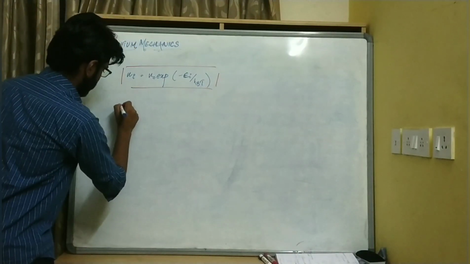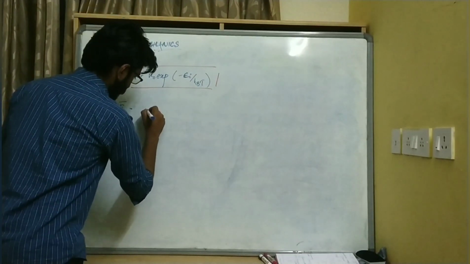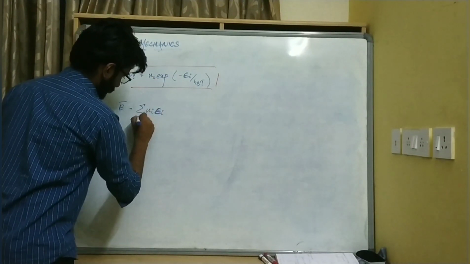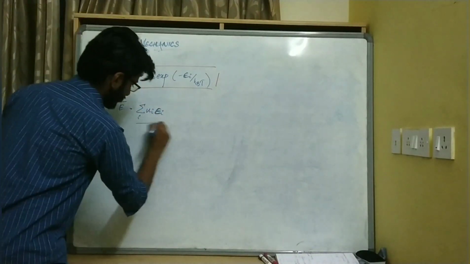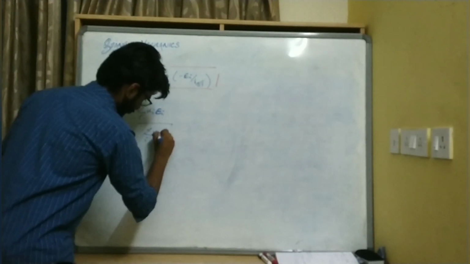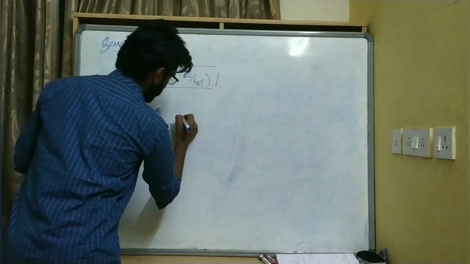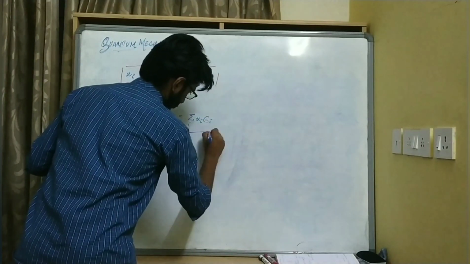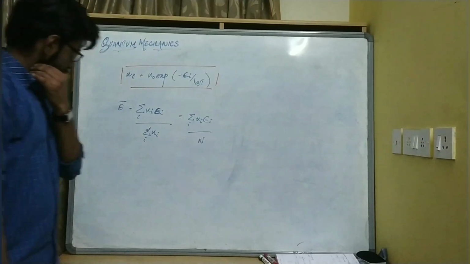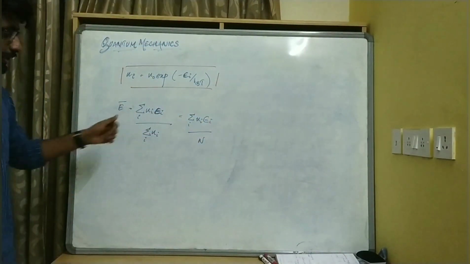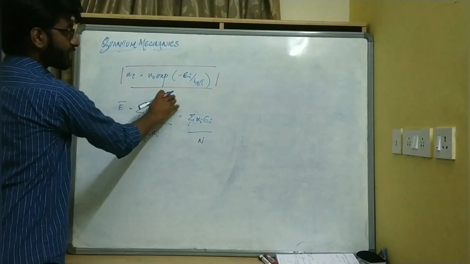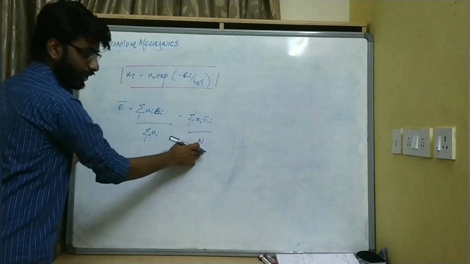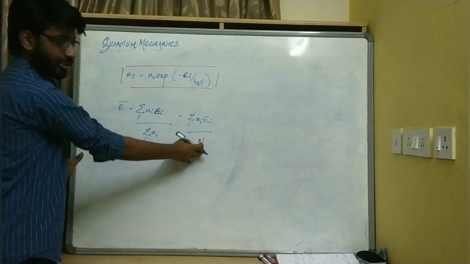The average energy is given by the total energy, which is given by this expression summing over the energies of all the oscillators, divided by the total number of oscillators N. We need to find these two terms, and we will need this expression to find both. First, let us find the expression for the total number.